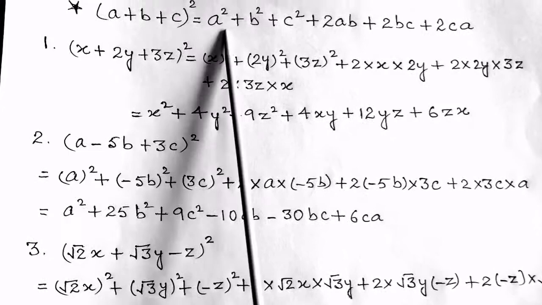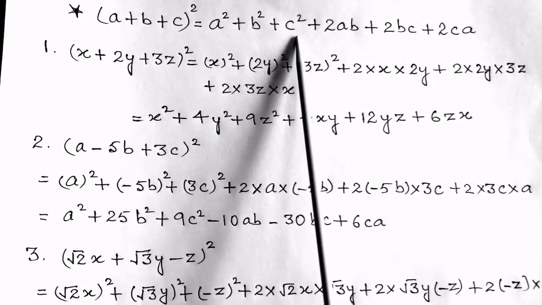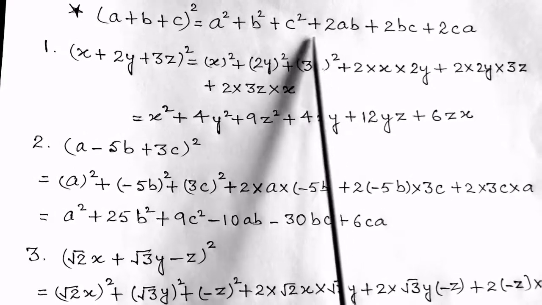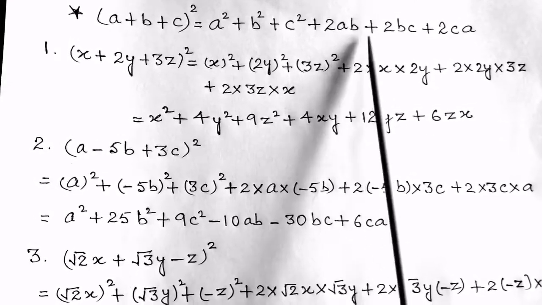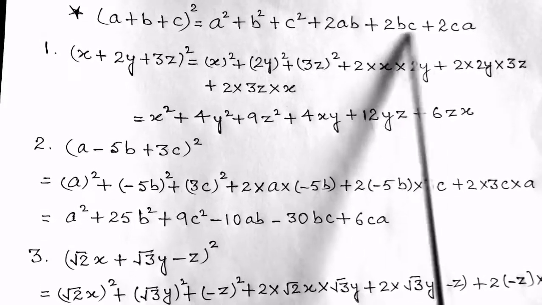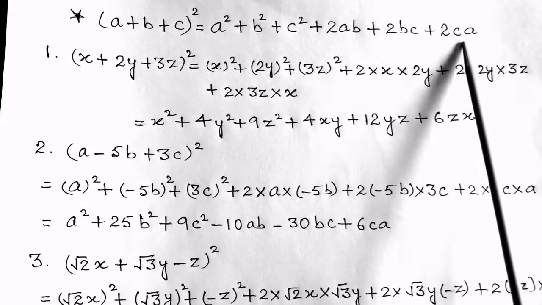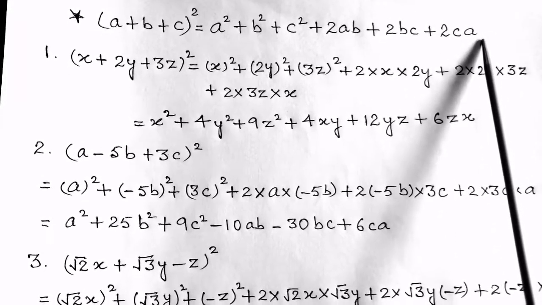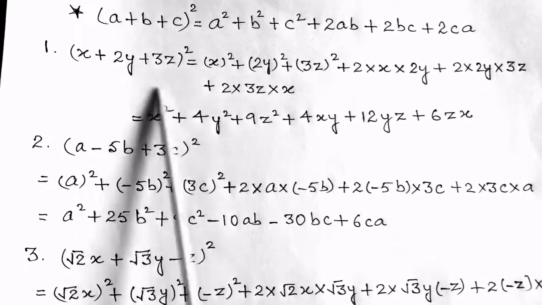So square of first plus square of second plus square of third plus 2 multiplied by first multiplied by second plus 2 multiplied by second multiplied by third plus 2 multiplied by third multiplied by first, right? So based on this identity, I have solved few questions.